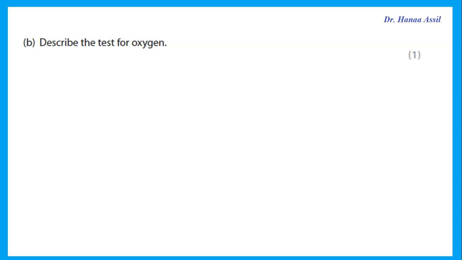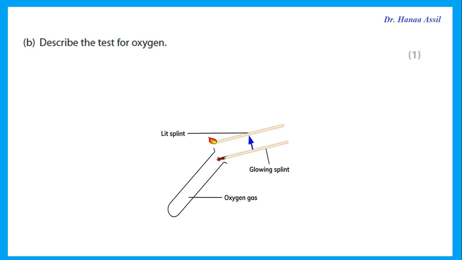Describe the test for oxygen. What is the test for oxygen gas? Insert a glowing splint. It relights. We said a glowing splint means if I burn the splint and then I close it a little bit, that's glowing. Now when we insert it into oxygen gas, it relights.